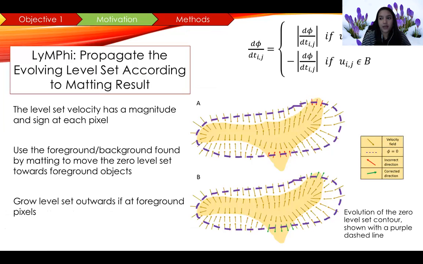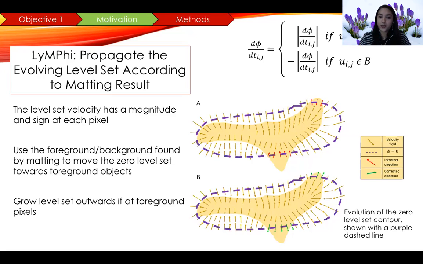Using a level set with matting provides the smoothness we desire. On an image, the level set velocity has a magnitude and sign at each pixel. Using the foreground and background created by matting, the level set direction can be set towards foreground objects by changing the velocity sign. At background pixels, the 0 level set should shrink inwards towards objects. At foreground pixels, the 0 level set should grow outwards towards boundaries. This is done by flipping the direction of the level set velocity.